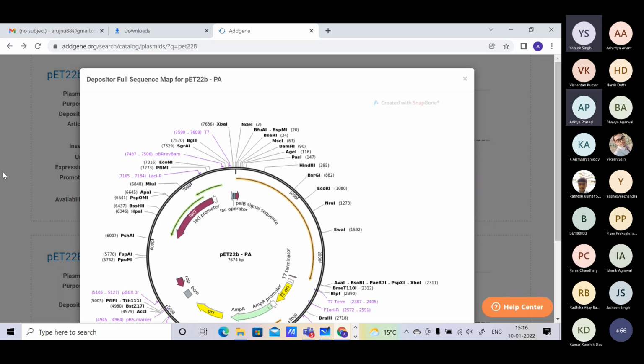Okay. And also we need to screen for more than one clone. We need to sequence more than one clone to check whether our protein sequence is correct or not, because there might be insertion of bases also. Yes. Is that the reason why you divided the plate into different cells?